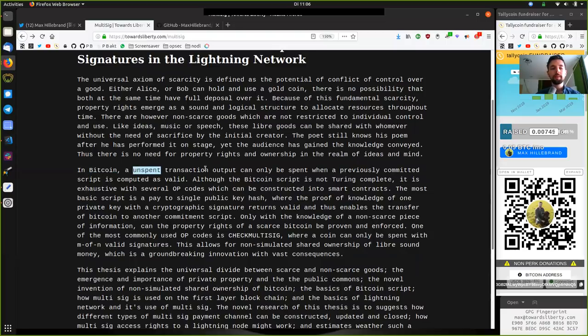In Bitcoin, an unspent transaction output can only be spent when a previously committed script is computed as valid. Although the Bitcoin script is not Turing complete, it is still exhaustive with several opcodes which can be constructed into smart contracts. The most basic script is a pay-to-single-public-key-hash, where the proof of knowledge of one private key with a cryptographic signature returns valid and thus enables the transfer of Bitcoin to another commitment script. Only with the knowledge of a non-scarce piece of information can the property rights of a scarce Bitcoin be proven and enforced.